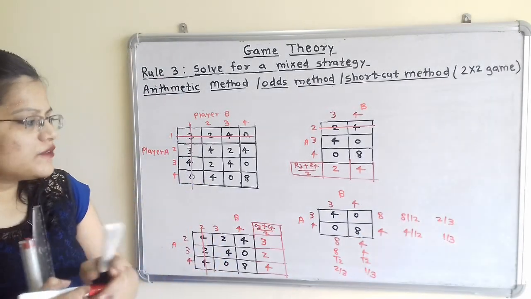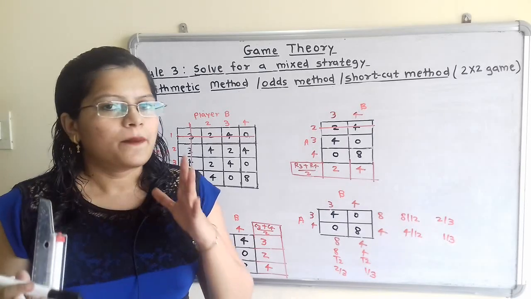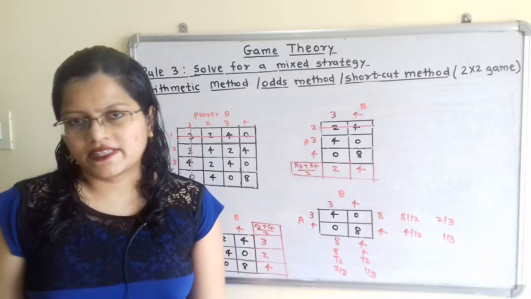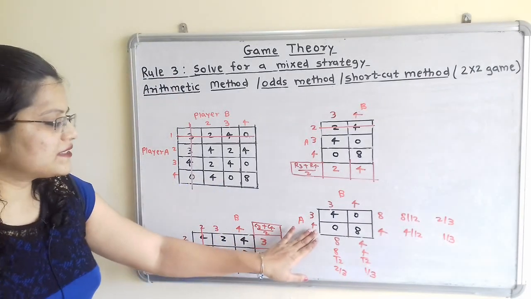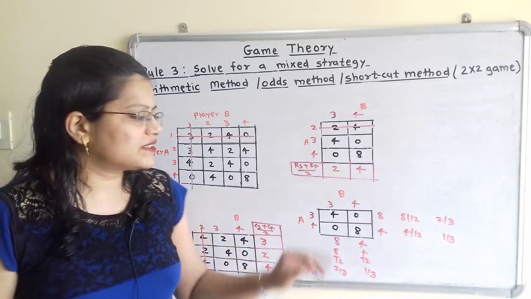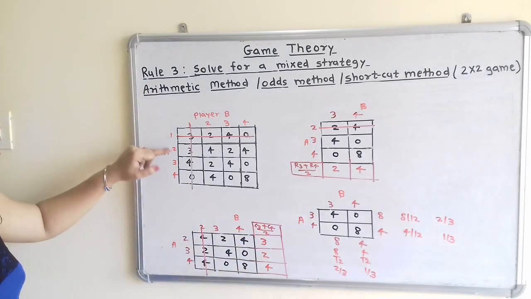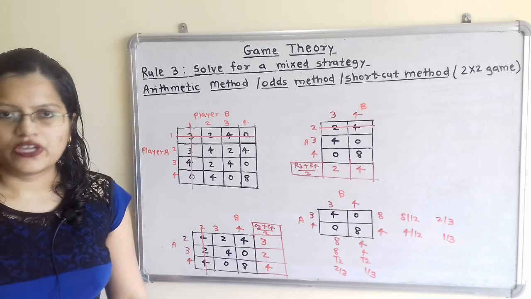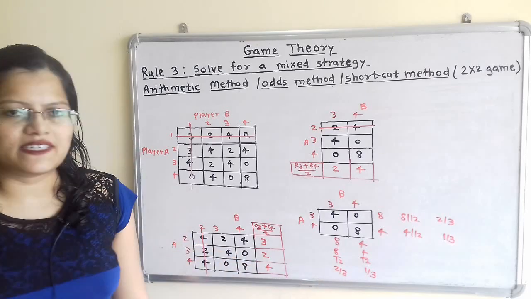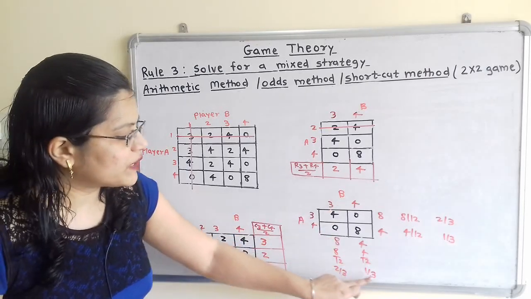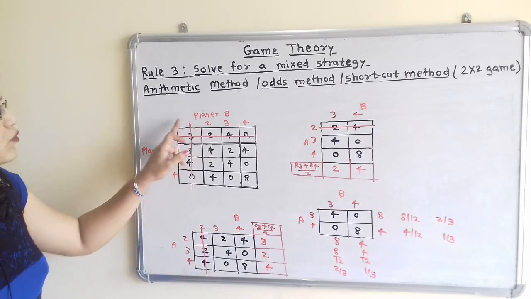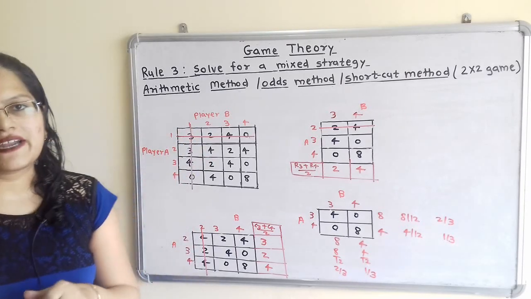From this we come to know that player A should use strategy 3 for 2 by 3 times, and he should play strategy 4 for 1 by 3 times. And what about strategy 1 and 2? He should not play strategy 1 and 2. In the same way, player B should play strategy 3 for 2 by 3 times and strategy 4 for 1 by 3 times. What about the other strategies? Strategy 1 and 2 he should not play.